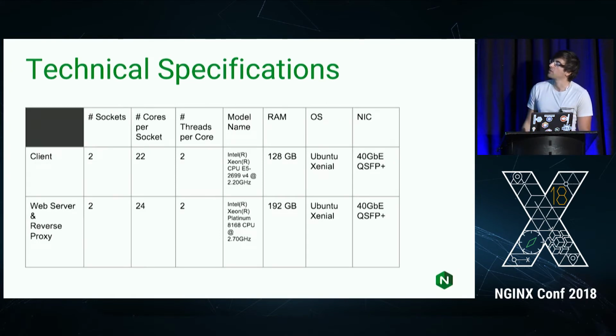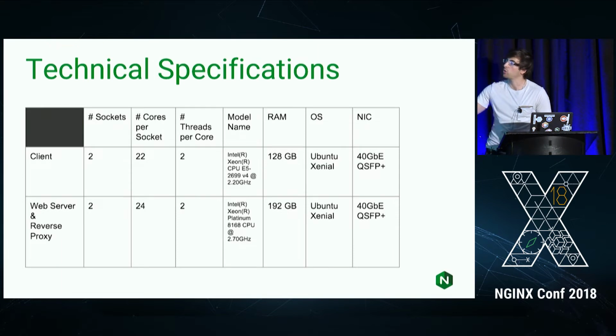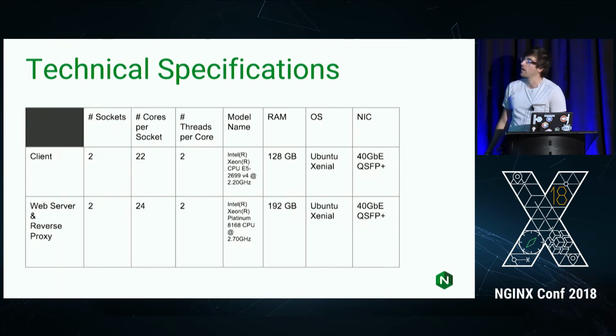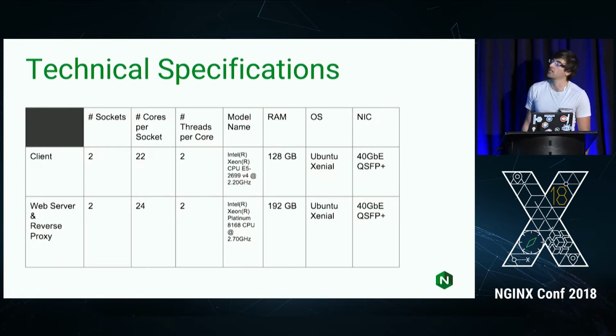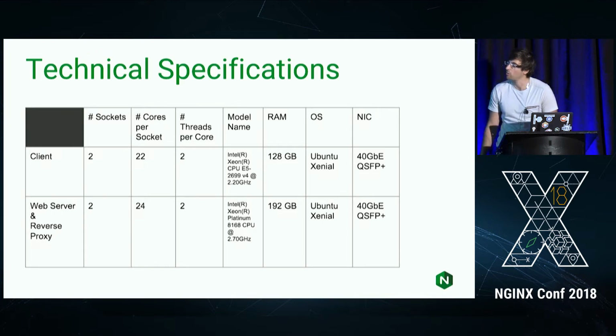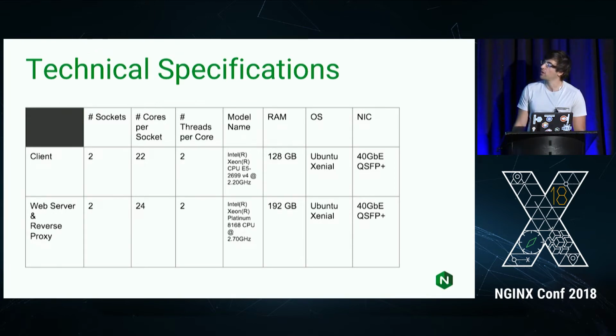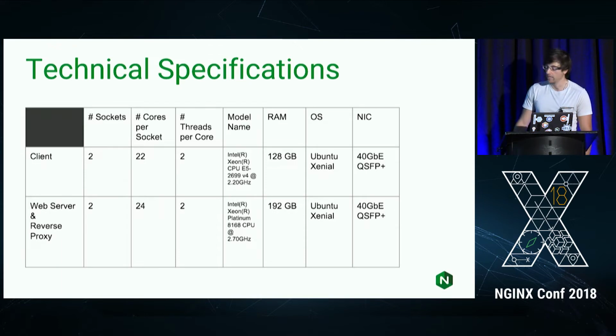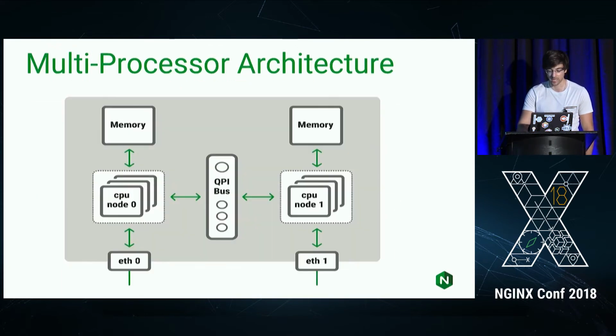Just to go over the tech specs, the client machine has 2 sockets, 22 cores per socket, 2 threads per core, 128 gigs of RAM running Ubuntu Xenial. The reverse proxy and web server are almost the same, but we have 24 cores per socket instead of 22, and the clock speed is a little faster. But anyway, that is the tech specs.